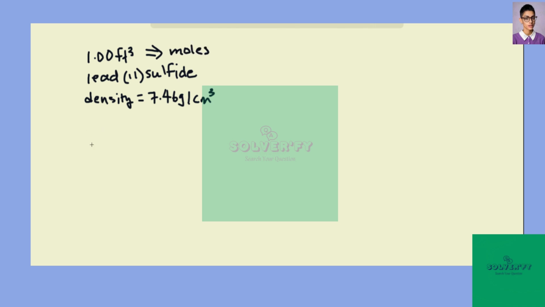We're starting off with a volume. And so before we can find out how many moles, we need to change that to mass. And we do that using the density. Once we have the mass, we can change to moles using the molar mass of the substance.